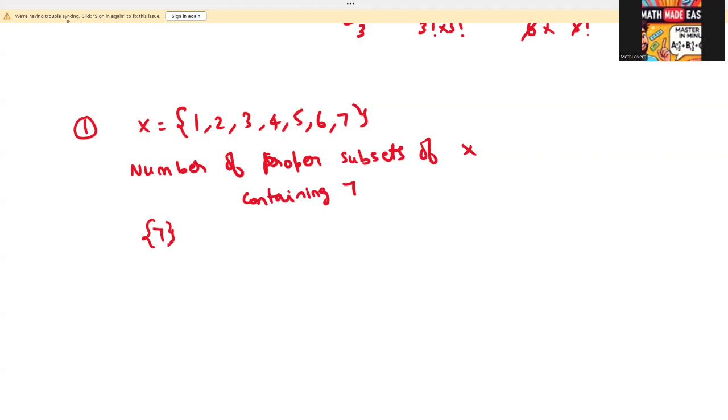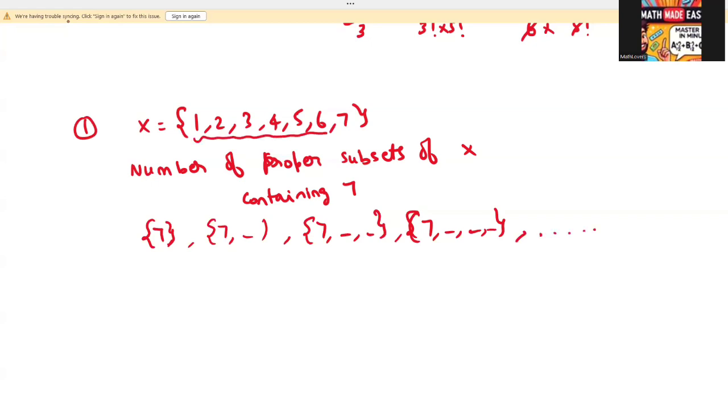Maybe just 7 alone, or 7 followed by just one other element, or 7 followed by two other elements, or 7 followed by three other elements, and so on. Apart from 7, there are remaining 6 other elements. But if you pick all the 6 other elements, then it won't be called a proper subset. So you are allowed to pick a maximum of only 5 elements. Out of 6, you can pick 5, or 4, or 3, or 2, or 1 element, or you decide not to pick anything. But this is very similar to that previous question about light illumination in a room.